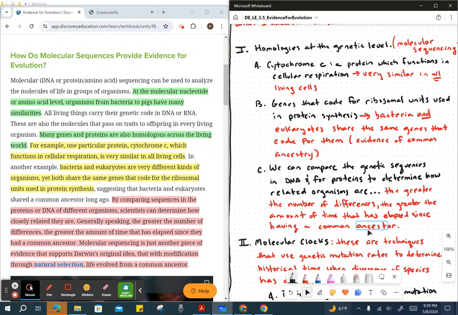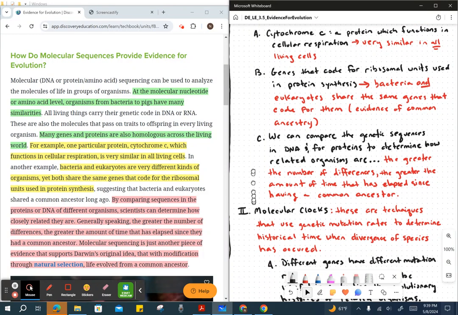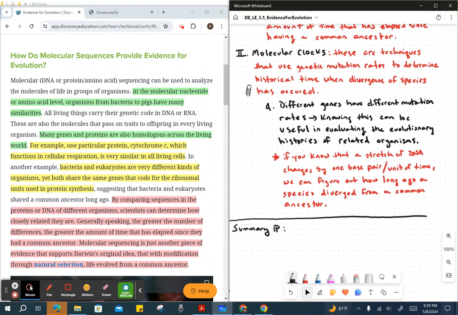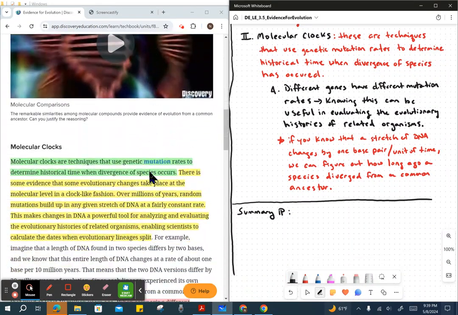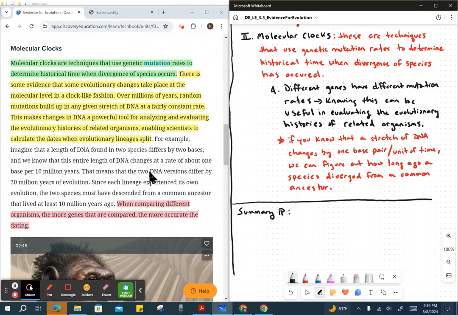And that brings us into this whole idea of molecular clocks. Roman numeral 2. And we're going to take a look here. Okay, so what are molecular clocks? You know that a clock is something we can use to tell time. It's something we can use to time things, right? Stopwatches. It's something we can use to count down a period of time. So a molecular clock is really a similar sort of idea. These are techniques that we use.